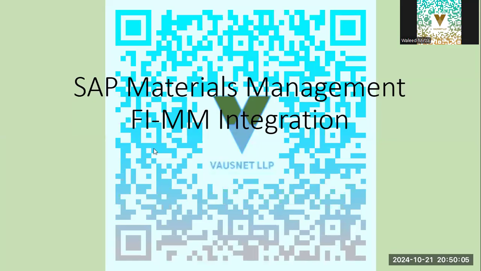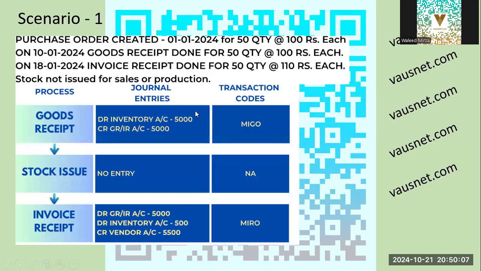Okay, FI-MM integration, some main points. For example, we have a scenario over here. Purchase order is created on 1st January for 50 quantity at 100 rupees each, which is 5,000. On 10th January, goods are received for 50 at 100 rupees.